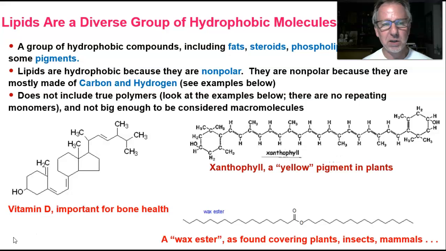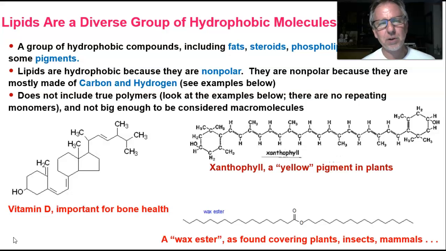When you have molecules that are made up almost exclusively of carbons and hydrogens, then all those covalent bonds are going to be nonpolar, and that's going to make the overall molecule nonpolar, and it won't mix with water, and that's what makes it hydrophobic.